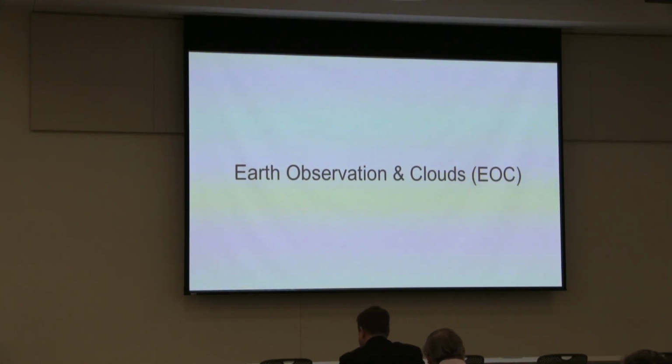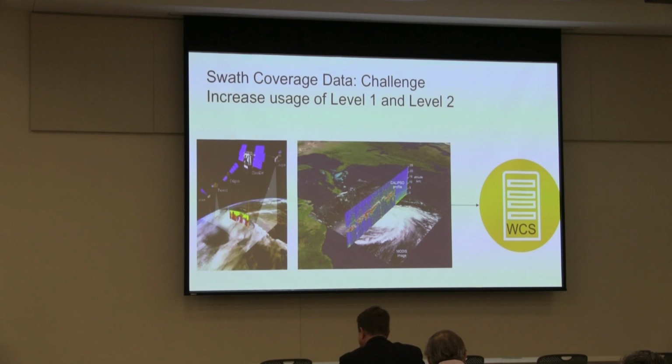Let's start with the first one, Earth Observation Clouds. NASA was a sponsor and was interested in increasing the usage of low-level satellite data, in particular level 1 and level 2, and defining what types of data and what standard interfaces we should use in order to increase the use of this type of data. This will simplify the use of satellite data and maybe encourage the development of higher-level products, maybe through standards like web coverage services.